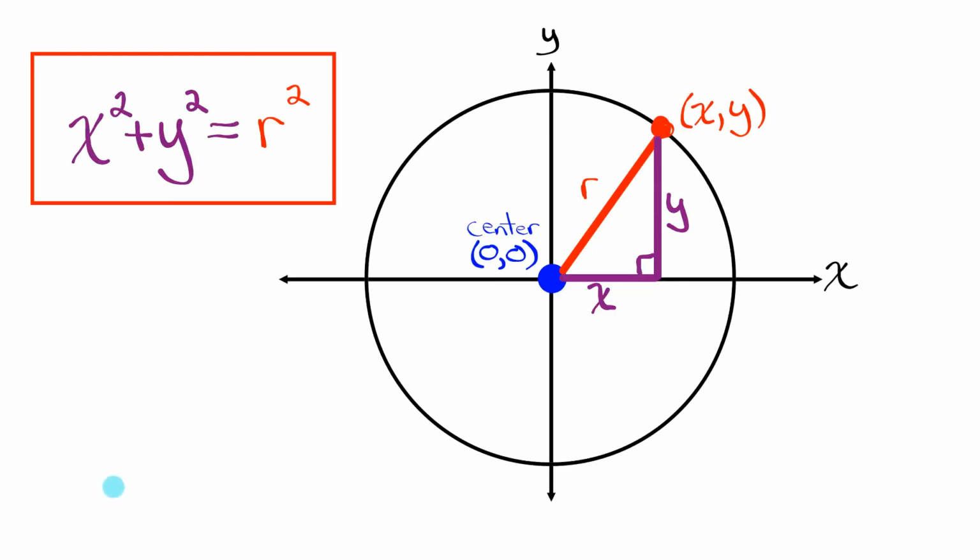And that relationship between the xy point and the radius holds true for any xy point on the circumference of the circle if the circle is centered at the origin.